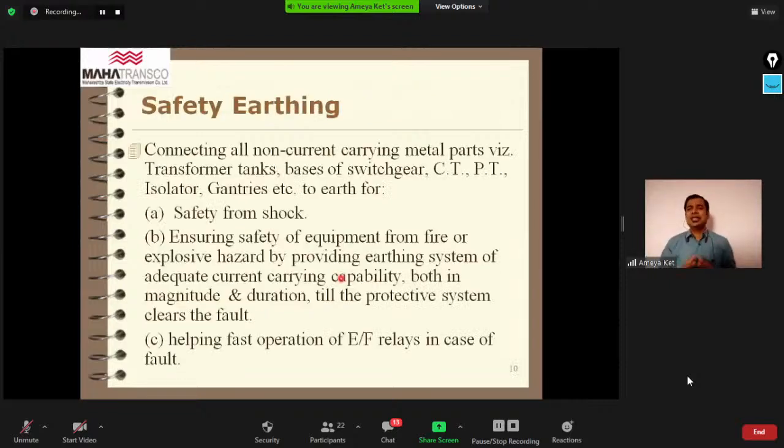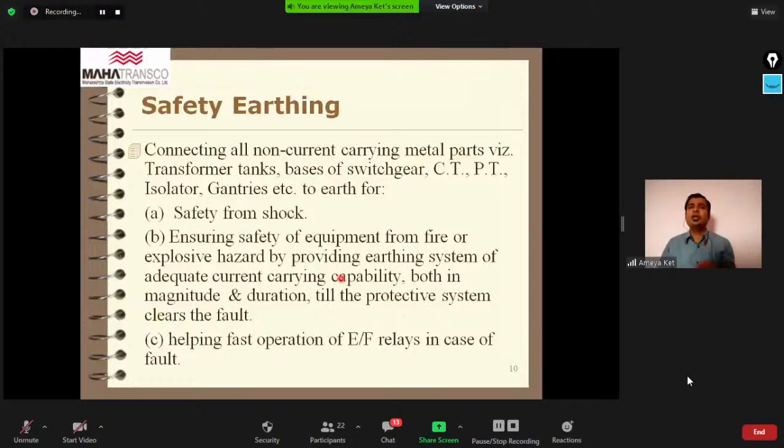What do we understand by safety earthing? As its name indicates, it is the earthing carried out from the point of view of safety. In short, earthing which is provided for the sake of safety of the equipment and safety of persons is known as safety earthing. So what exactly is it?